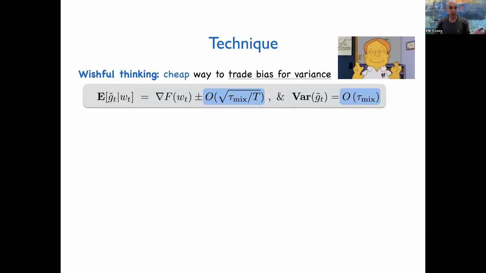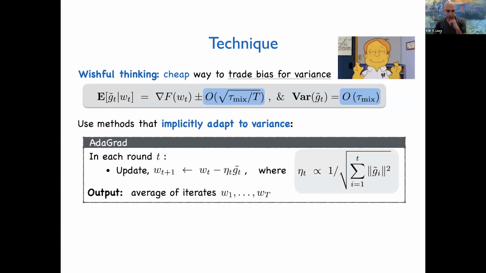If we had a way to do so, then we could use a method that is adaptive to the variance. Because now we transfer the problem from the bias to the variance, but now we have to cope with this problem of the variance. But in this case, we can use first order methods, which adapt to the variance. One example of such a method is Adagrad.